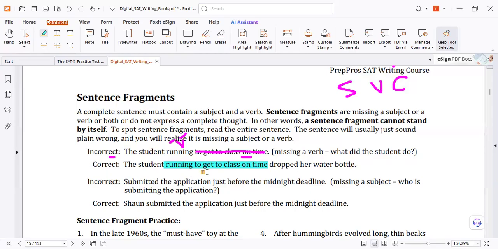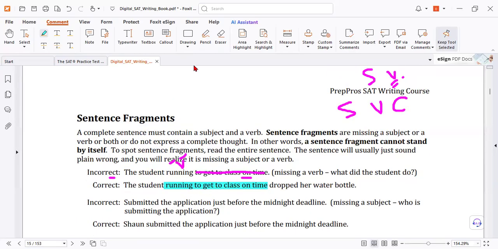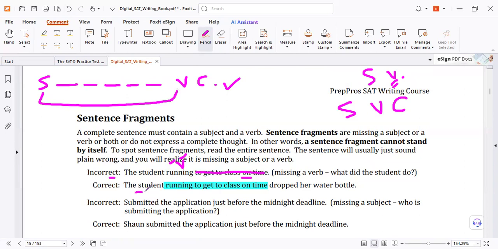Phrase between the subject and verb. So memorize the structure, very important. Subject, phrase or phrases or relative clauses, verb, complements, full stop, correct. You find it like that. Check. The student dropped her water bottle when she was running to get to class on time. So the students who was running, look, who was running, dropped. Is that a sentence? Yes.